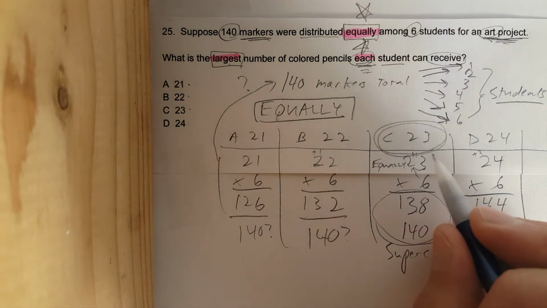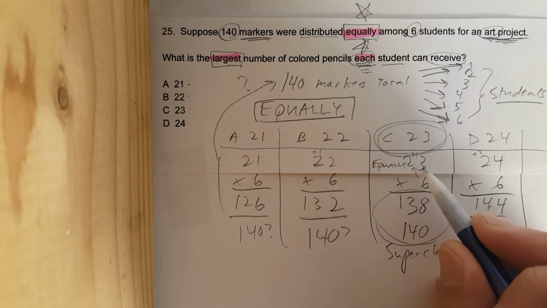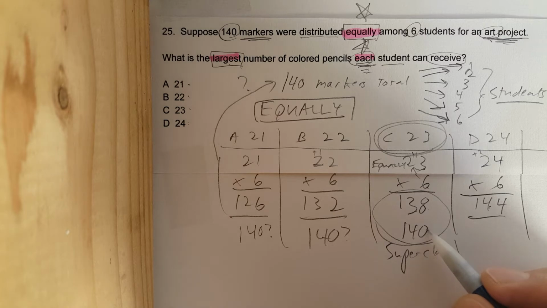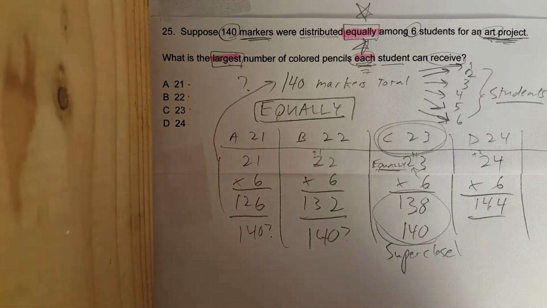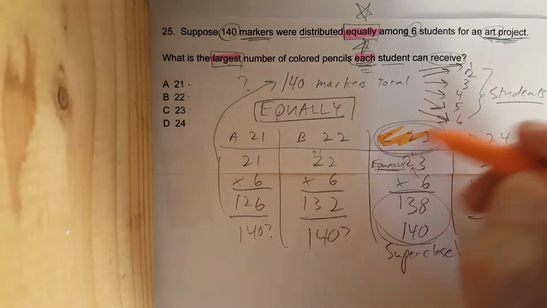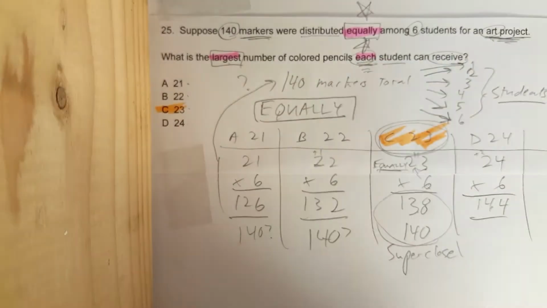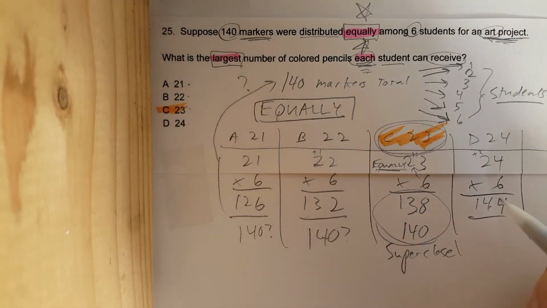Okay? Yes, there are 2 left, but if you would give the next student 24 and another student 24 to get to 140, then all of them would not equally have 23. So that would not be fair. And we love having everything in life fair. Okay, so that was one way of solving it.